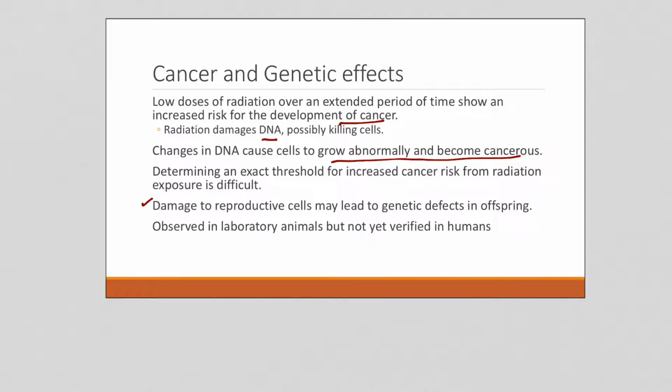Now, as with all things, it's difficult to get a direct cause and effect, right? We can say that this person was exposed to radiation, that may have led to damage to their reproductive cells, which can lead to birth defects, but we haven't been able to verify this in humans. We've studied it in animals, but we have a fairly high confidence that this is a potential problem.